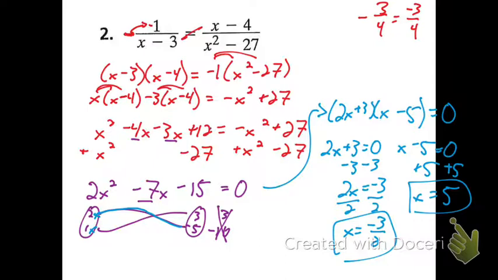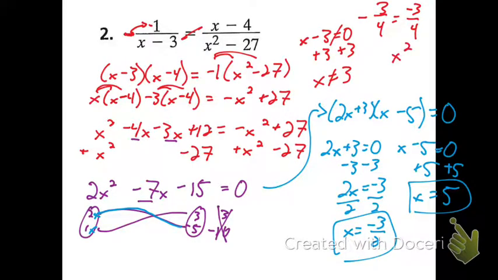Now, the problem is I have to worry about my other restricted values, or values that cannot be solutions. So I'm going to set x minus 3 equal to 0 and see what x cannot equal. So I'm going to add 3 to both sides. X cannot equal 3. Is that a problem? No. It doesn't matter for us.